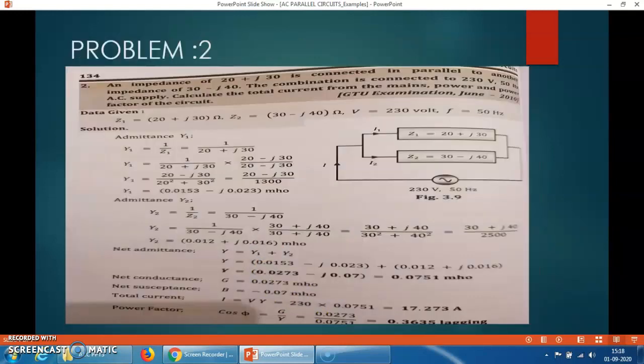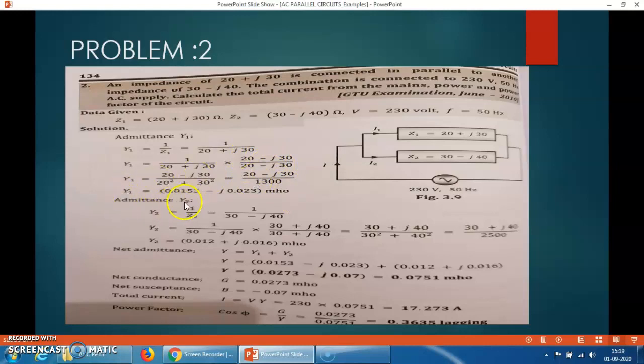Similarly, see here, a second example is there. One branch contains the impedance of 20 plus j30, and another branch contains 30 minus j40. Both are connected in parallel to each other and connected to the AC supply 230 volt 50 hertz. So similarly, first of all you have to find out y1, then y2. y1 is equal to 1/z1, substitute the value of z1 here and multiply by the opposite sign. Here 20 plus j30 is there, so multiply and divide by 20 minus j30, the opposite sign.